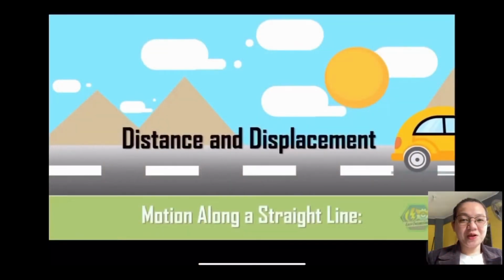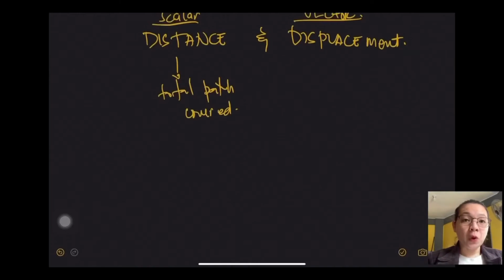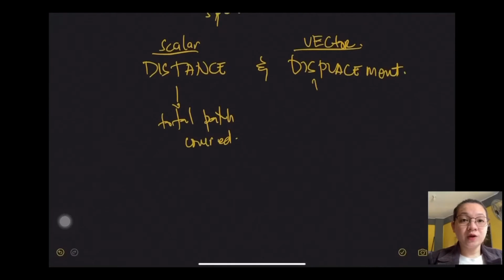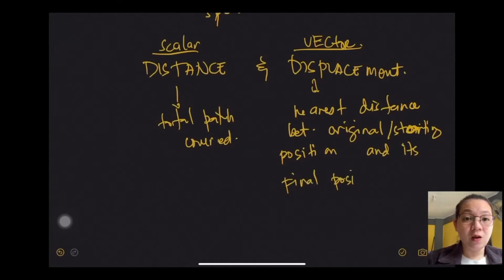Good day class, welcome back to our lesson. The topic that we're going to discuss today is all about distance and displacement in a straight line. We all know that distance is a scalar quantity which is described as the total path covered. Displacement is a vector quantity which requires magnitude with direction. We further discuss displacement as the nearest distance between the original or starting position to its final position. So that is the nearest distance from the original position.